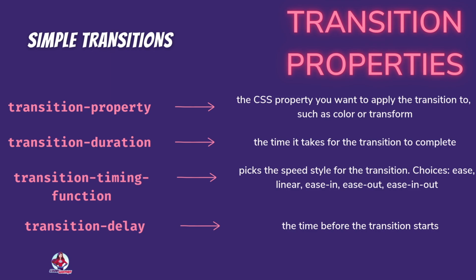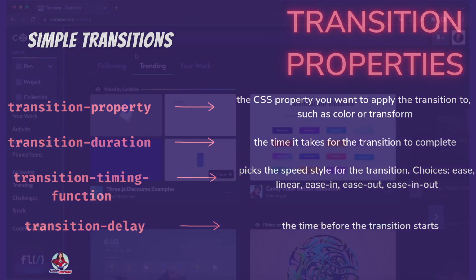Transition property, the CSS property you want to apply the transition to, such as background color or transform. Transition duration, the time it takes for the transition to complete, usually specified in seconds or milliseconds. Transition timing function picks the speed style for the transition, like how the animation goes. Choices are ease, linear, ease-in, ease-out, and ease-in-out. Transition delay, the time before the transition starts, also specified in seconds or milliseconds.